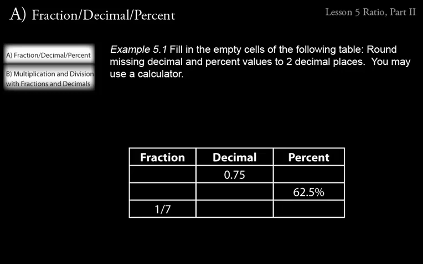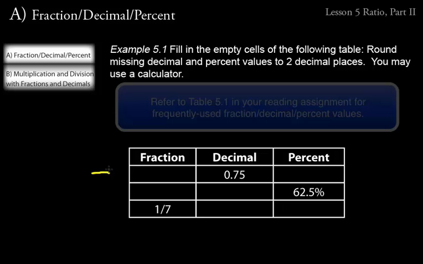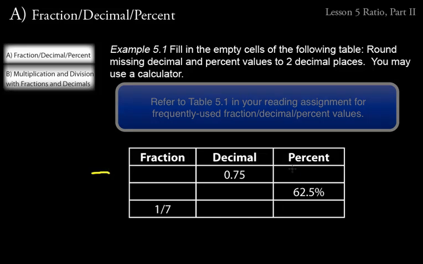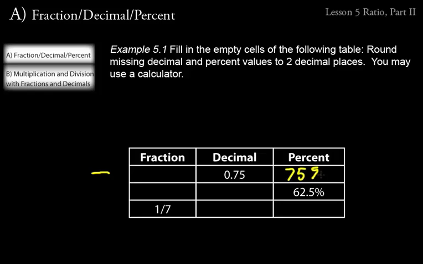Fill in the empty cells of that table there. Round missing decimal and percent values to 2 decimal places. And you may use a calculator for this. So let's start with row 1 there. And you have a 0.75 in the decimal place. And so maybe you remember that 1/4 equals 0.25, or you look in your table and you recognize 1/4 equals 0.25 equals 25%. So from that, it follows that 3/4 would be 75%. And so 0.75 is 75% is 3/4.